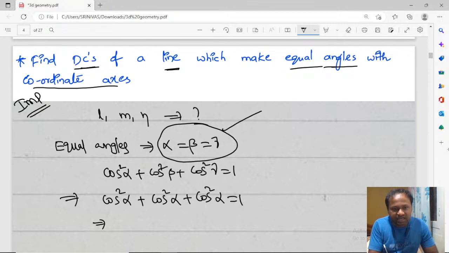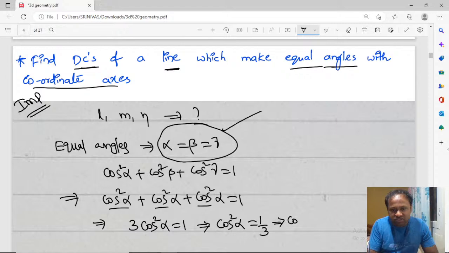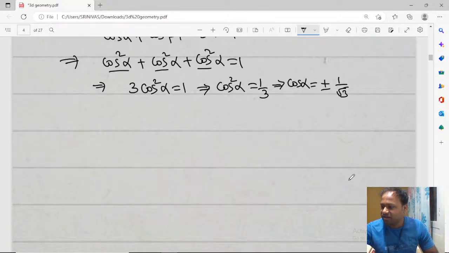From this we can write, it is 1, 2, 3. How much? 3 cos square alpha is equal to 1. That implies cos square alpha is equal to 1 by 3. So then cos alpha is equal to plus or minus 1 by root 3.